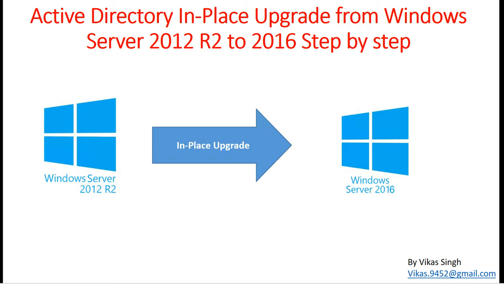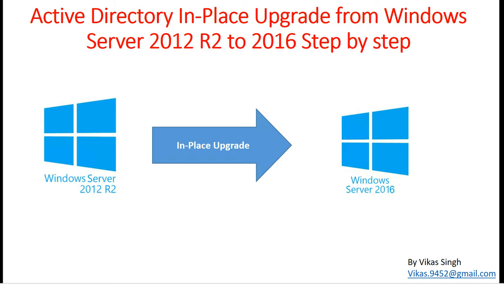So there is a very simple and safe method to do the in-place upgrade for Active Directory domain controllers, which also includes the DNS upgrade. In this video we are going to focus on migrating the server from Windows Server 2012 to 2016, which already has Active Directory and DNS server installed on it. So I can show you this infrastructure migration in one server.